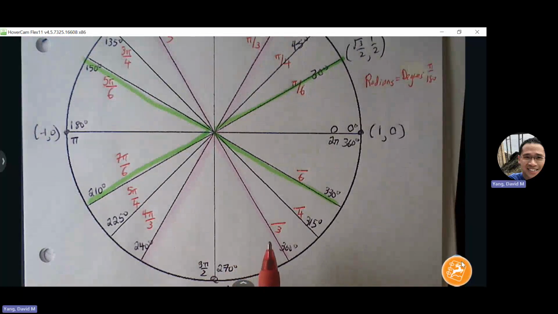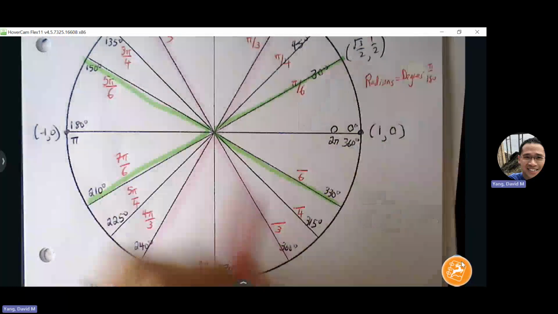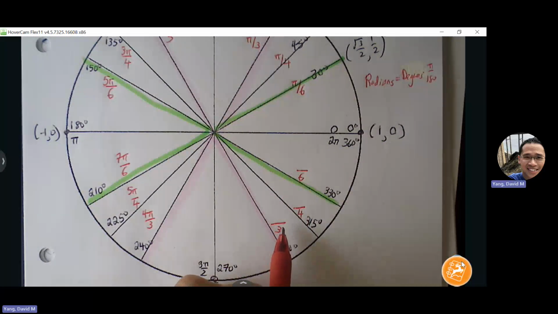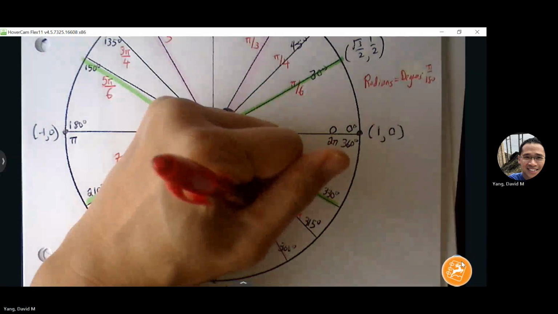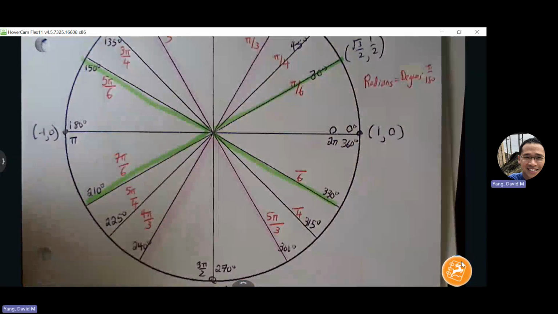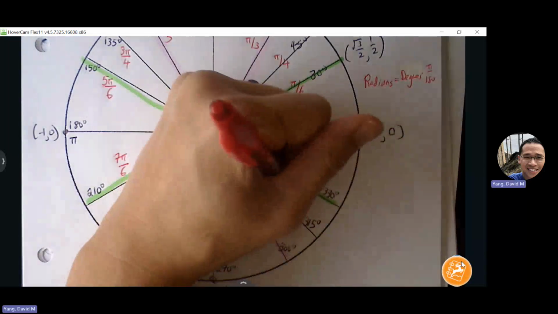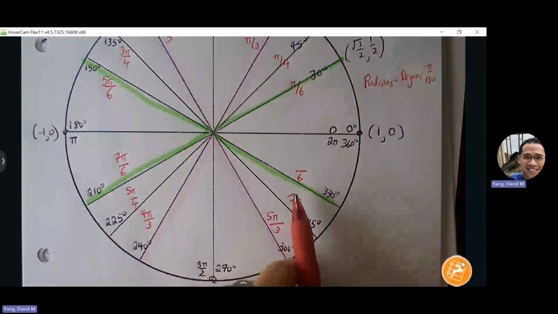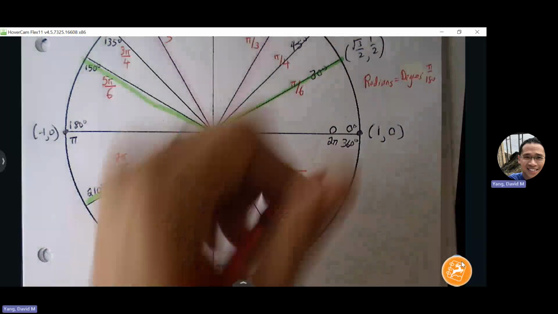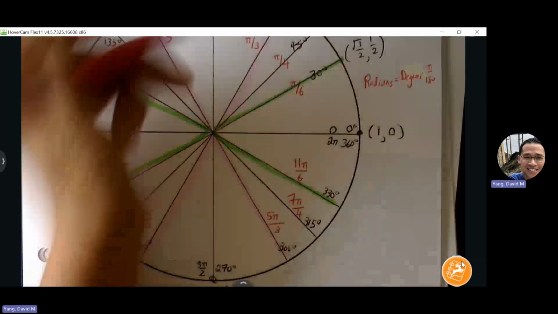So anything in the fourth quadrant is a little bit more involved. You're going to have to double your denominator and then subtract 1. Right? So if I double 3, I get 6. 6 minus 1 is 5. If I double 4, I get 8. 8 minus 1 is 7. If I double 6, I get 12. 12 minus 1 is 11.